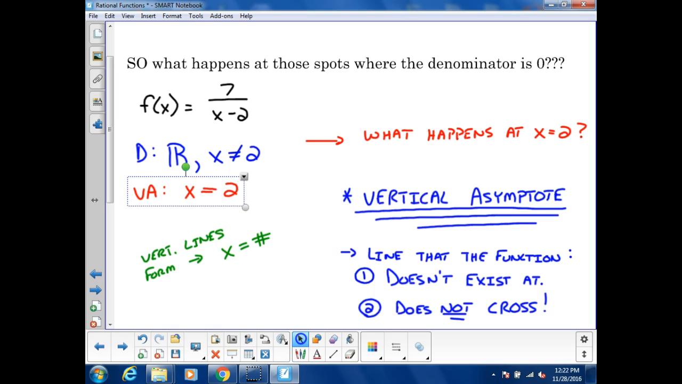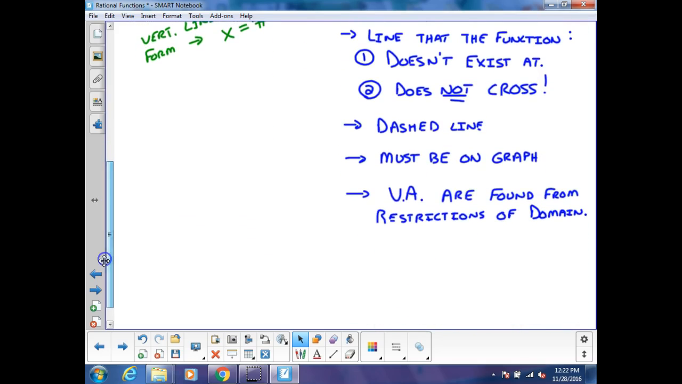Alright? Now, if my domain had restrictions of plus or minus 3, which is possible, I would write those out separately. I would not write my vertical asymptote as x equals plus or minus 3. I'd write it out as x equals negative 3 and x equals positive 3. I'd write it out as 2 separate lines to signify that it's 2 separate lines that have to go on my graph. Okay? All right? But we'll get more into that as we go along.